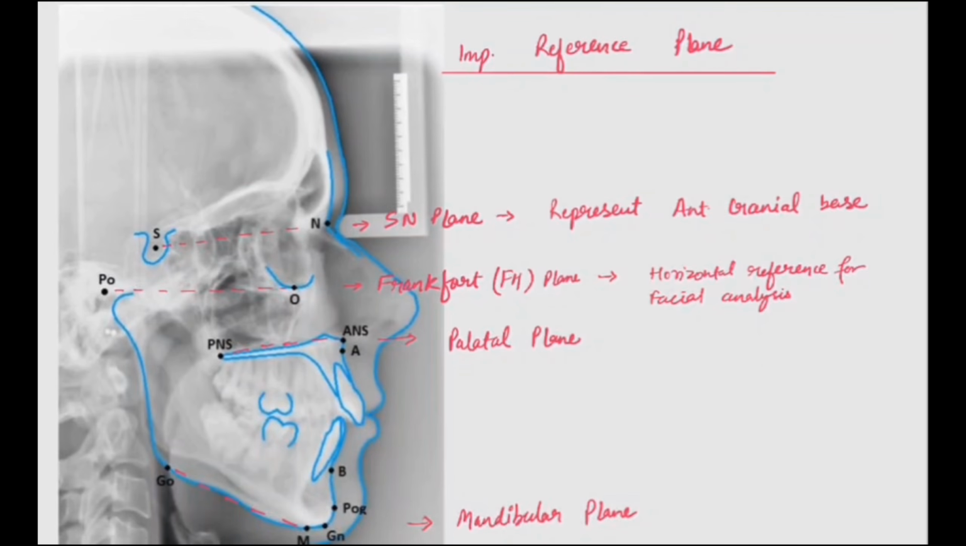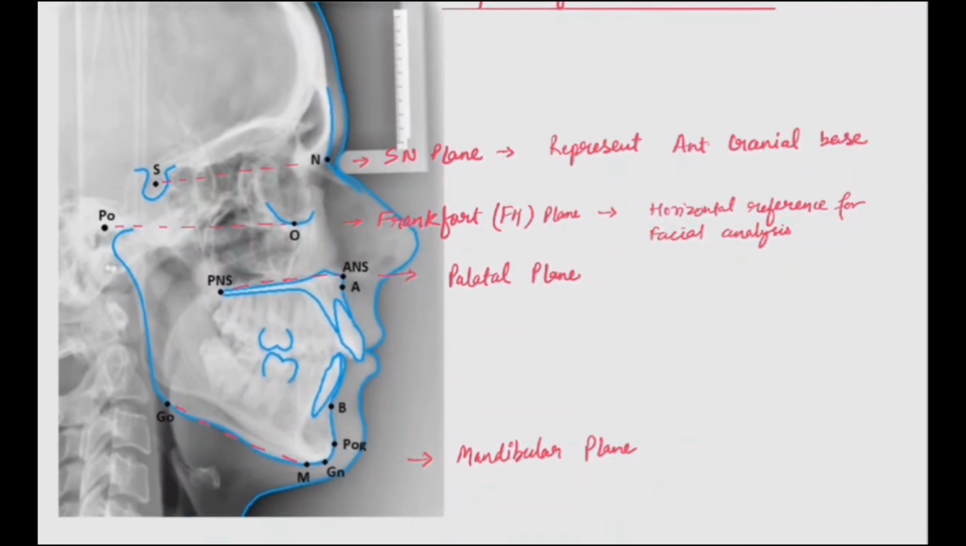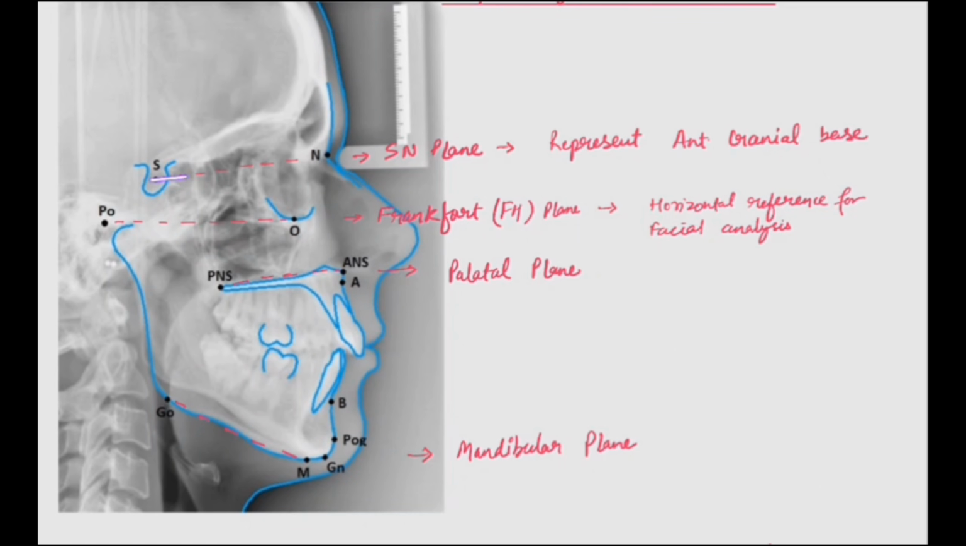Now coming to the important reference planes. Point S to N represents the SN plane. It represents the anterior cranial base. Point Po to point O represents the Frankfurt horizontal plane. It is the horizontal reference for the facial analysis. PNS to ANS represents the palatal plane and GO to M represents the mandibular plane.